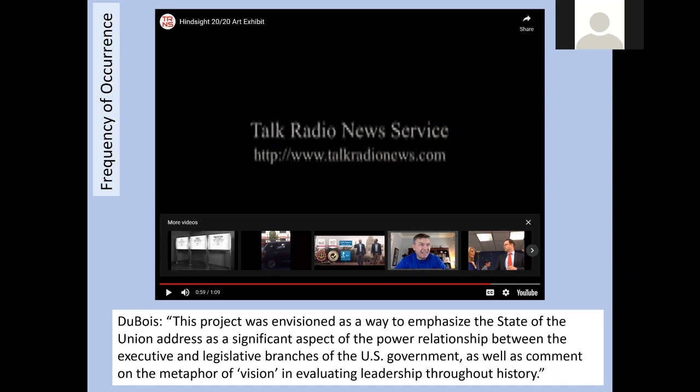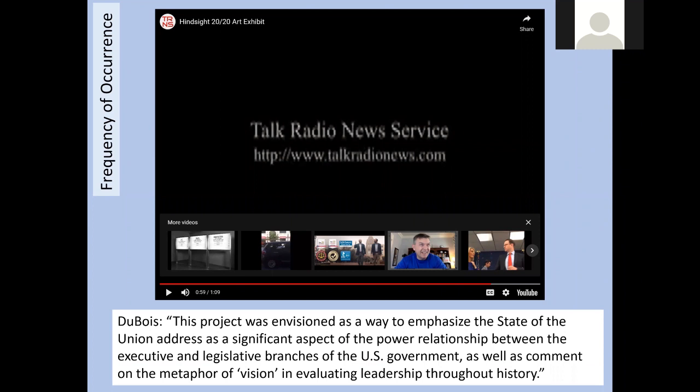And take a look at the quote below. This project was envisioned as a way to emphasize the State of the Union address as a significant aspect of the power relationship between the executive and legislative branches of the US government, as well as comment on the metaphor of vision in evaluating leadership throughout history.